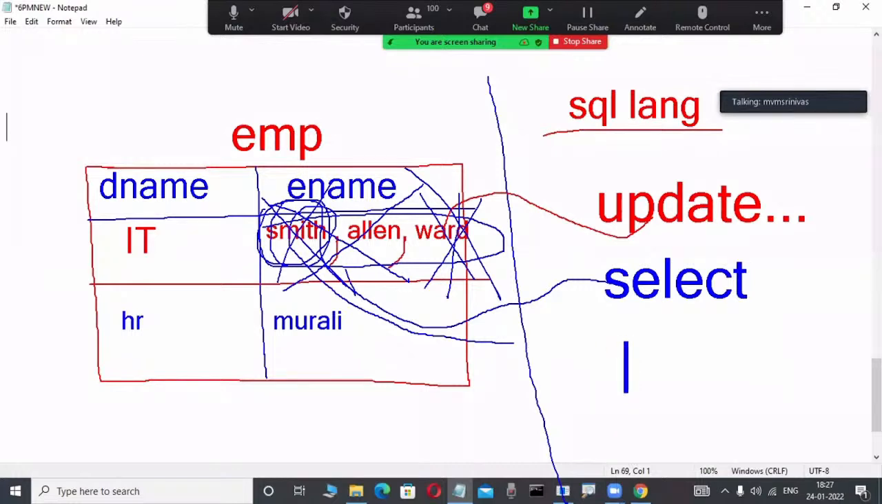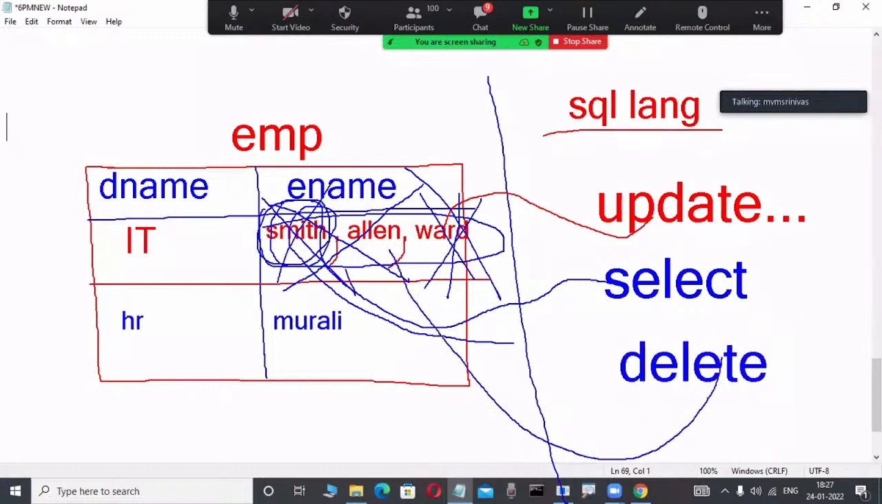Again, here, now the delete command. I try to delete a single value from these multiple values. Allen is a single value I want to delete from these multiple values.